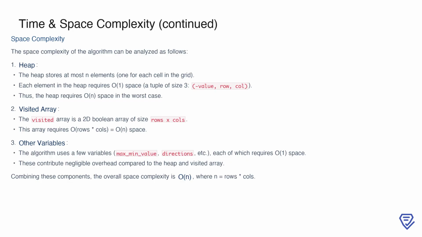Second, the visited array is a 2D Boolean array that tracks whether each cell in the grid has been processed. Its size is proportional to the grid size, requiring O(rows * cols) space, which simplifies to O(n). Finally, there are a few additional variables such as max_min_ value and the list of movement directions, all of which require only constant space, or O(1). These contribute a negligible amount to the overall space complexity. When we combine the heap and the visited array, the total space complexity of the algorithm is O(n), where n is the number of cells in the grid.